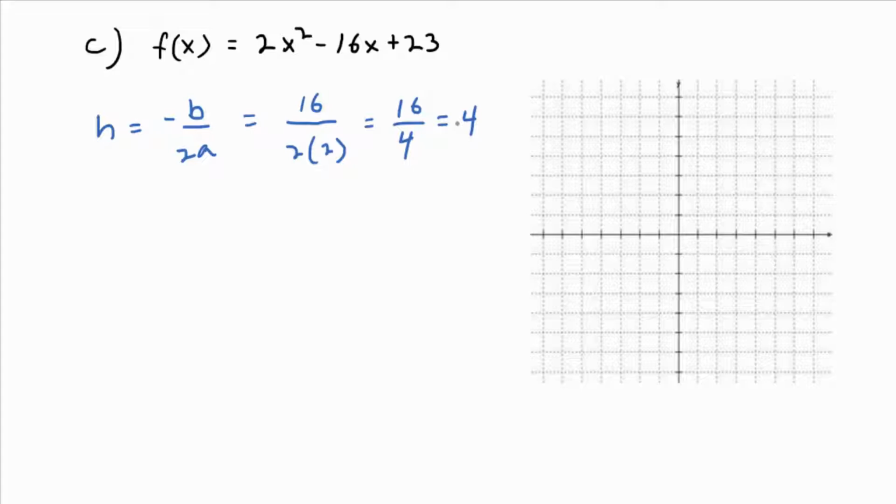We still need k, though. Remember, h is a first coordinate, right? It's an x value, a particular x value. So if we know a particular x value is 4, how do we get the corresponding y value?